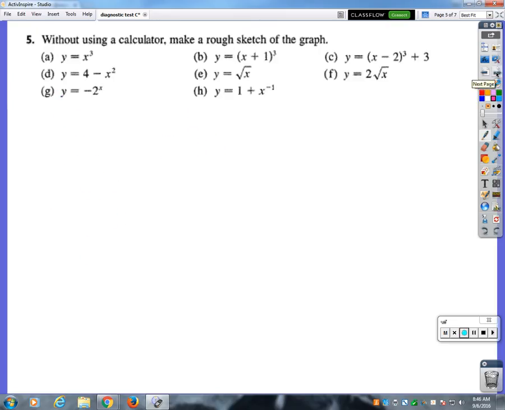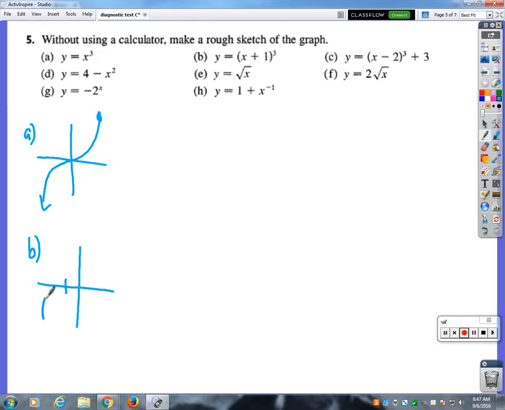How do you feel about your basic graphs? Not using a calculator, make a rough sketch. So x cubed looks like this. Which means that for b, x cubed plus 1 is going to be moved to the left 1, but have the same shape.